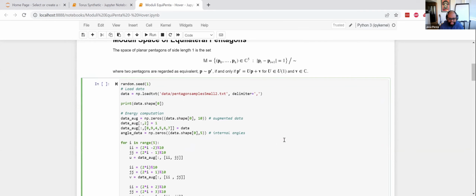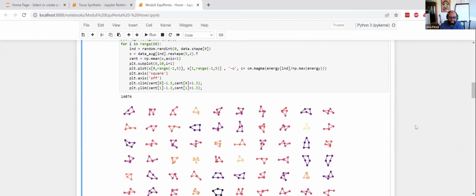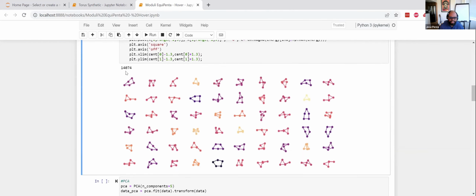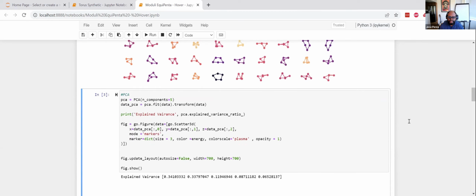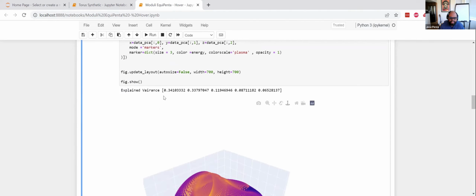Okay, so I'm just going to go ahead and load up the data, and here are some of the examples from the data set, again colored by energy. There are something like 14,000 such pentagons, and if you wanted to analyze this data set, the first thing you would do, or at least the first thing I would do, is to run principal component analysis, right? PCA, just to get a sense of what the data set looks like. So if you look at the explained variance, then you will see that the first few principal components explain quite a lot of the variance of the data.